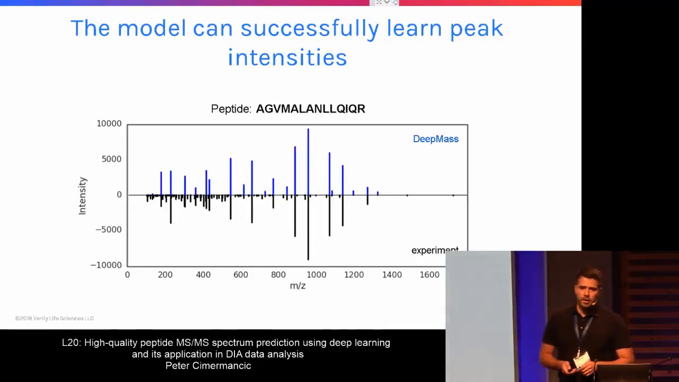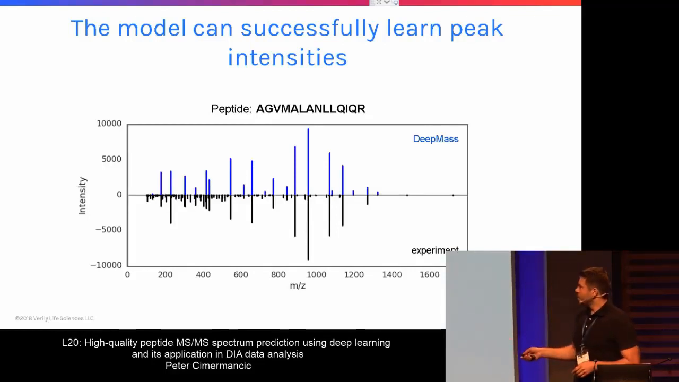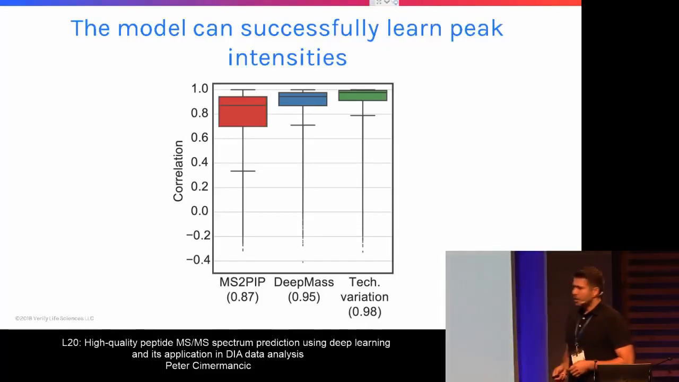It's about 0.9. We split our data set into training and testing data sets. When we evaluate cross-correlation on all of the peptides, about 60,000 from our testing set, this is the result that we obtained. DeepMass, as we call our algorithm, has a median cross-correlation of about 0.95, which is a significant improvement over MS2-PIP with a cross-correlation score of about 0.87. And the 0.95 actually comes pretty close to the technical variation, defined as technical reproducibility. This is a theoretical upper bound, defined as taking one peptide and measuring its spectrum twice.